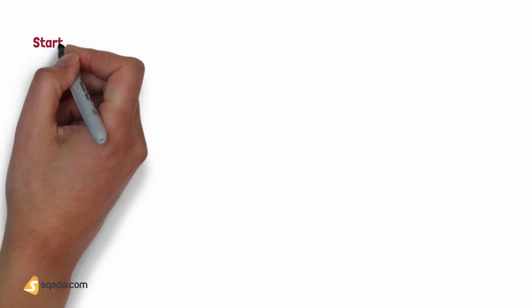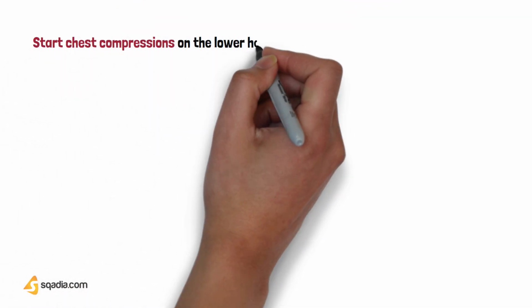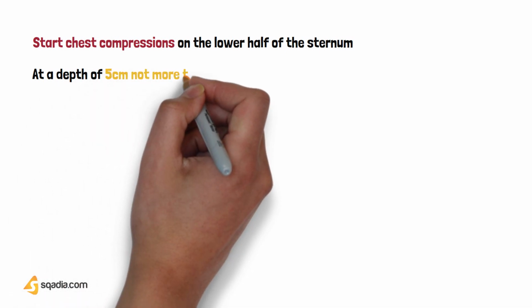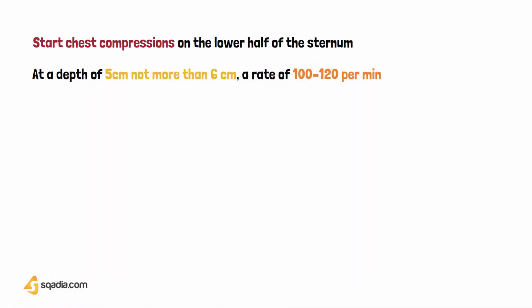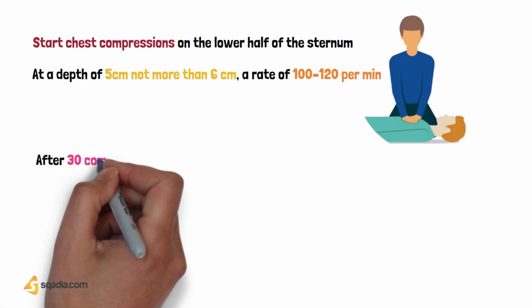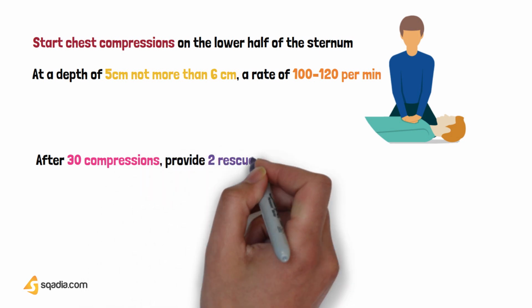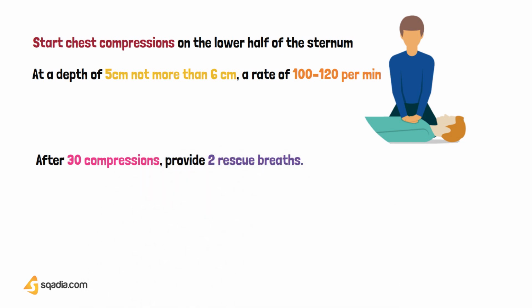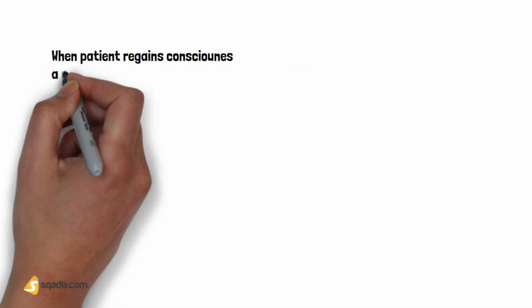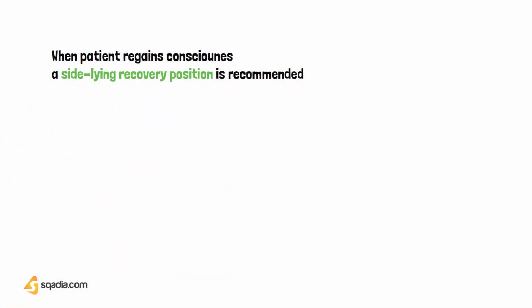Now, these are done on the lower half of the sternum in the middle of the chest. The compressions must be at a depth of 5 centimeters, but not more than 6 centimeters, at a rate of 100 to 120 per minute. After around 30 compressions, the dentist needs to provide 2 rescue breaths. When the patient regains consciousness, we're going to adopt a recovery position, which is a side-lying position.